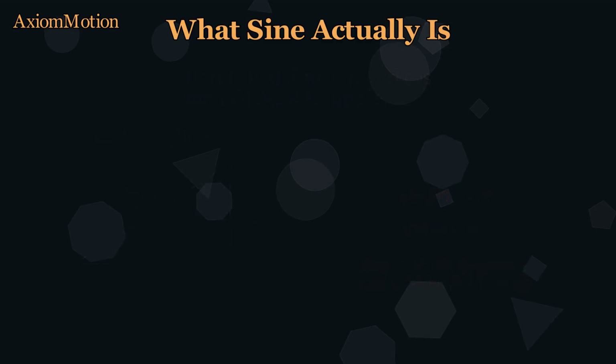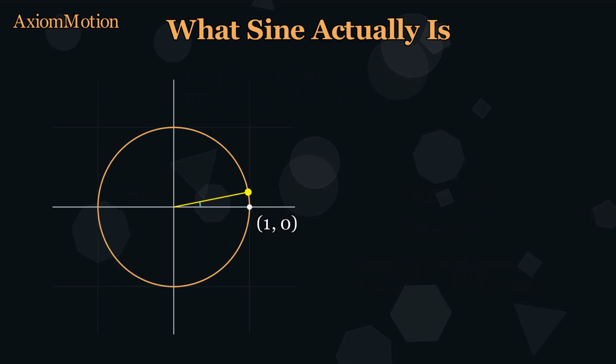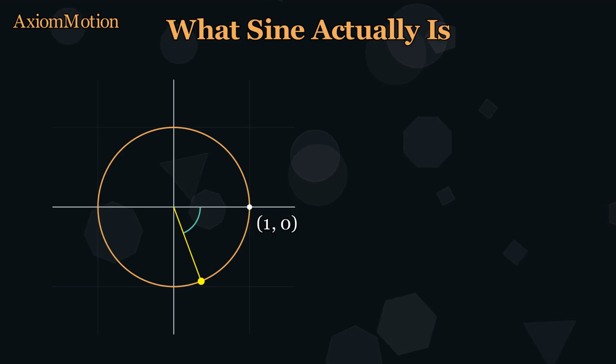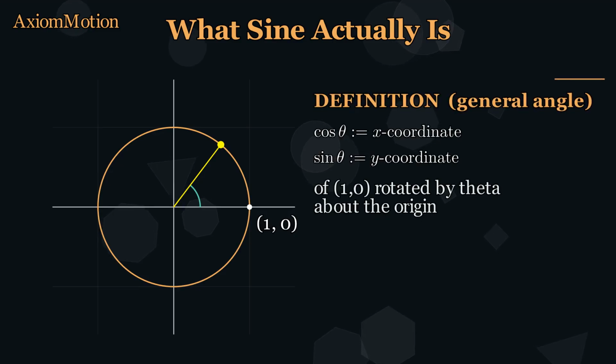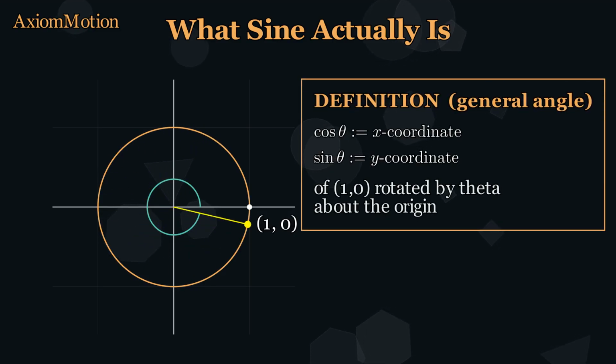The definition that works is the unit circle. Take the point 1, 0. Rotate it about the origin by the angle theta. Counterclockwise for positive theta, clockwise for negative. Wherever that point lands, its x-coordinate is defined to be cosine theta, and its y-coordinate is defined to be sine theta, for any theta. Any number of full turns in either direction.